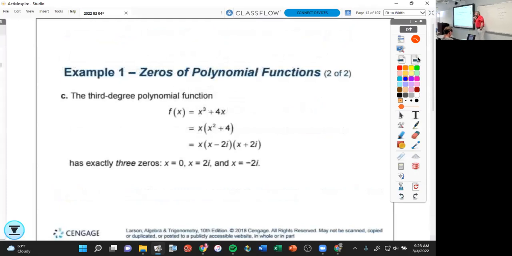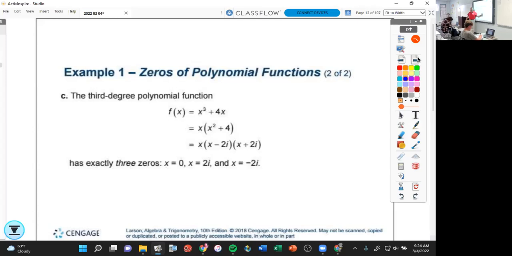Third degree polynomial. How many zeros? 3. This particular polynomial, I can factor, and the first step of factoring is always the greatest common factor. If I factor out an x, I'm left with x squared plus 4. And then they just kind of jump ahead. Y'all might ask yourselves where that came from, right? Do y'all know where the plus and minus 2i came from?